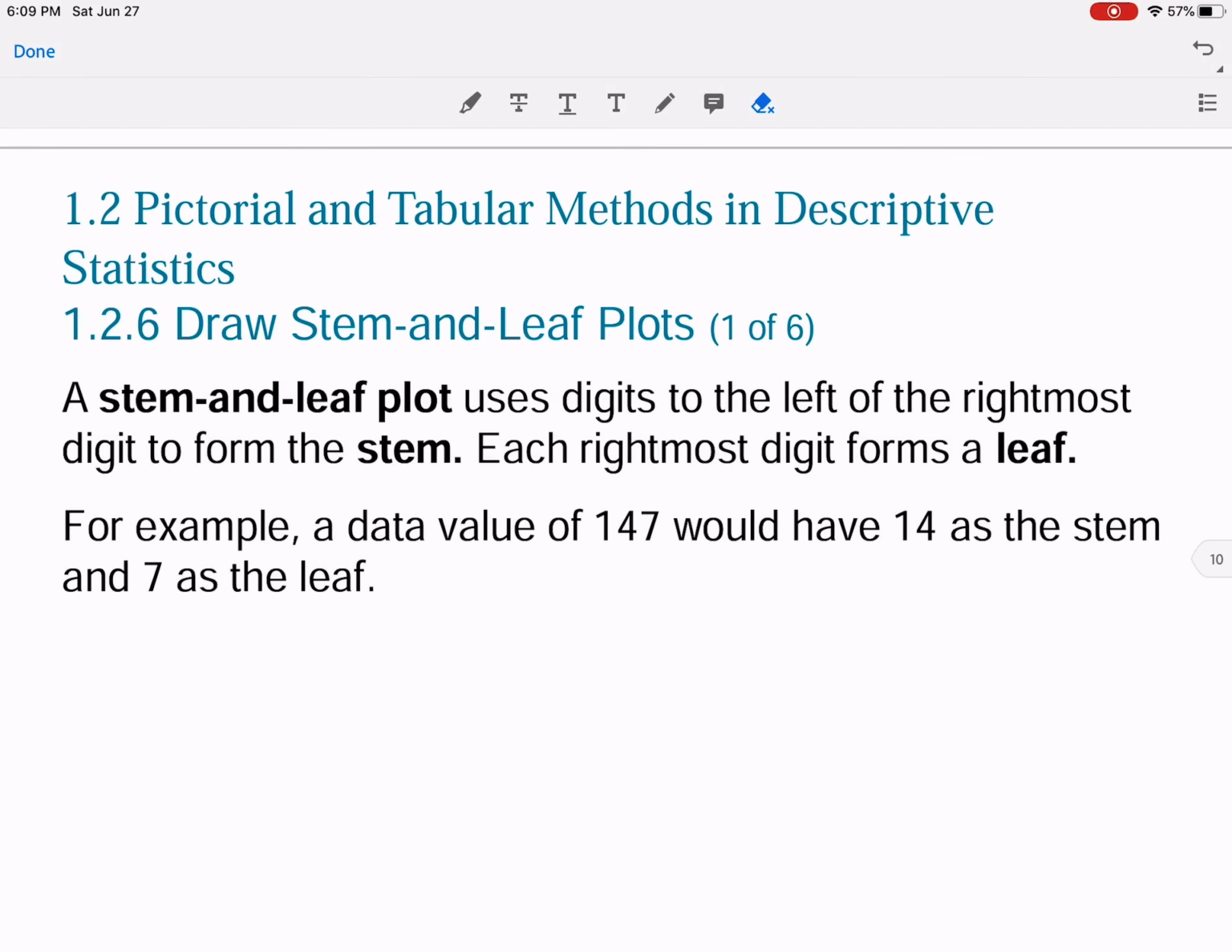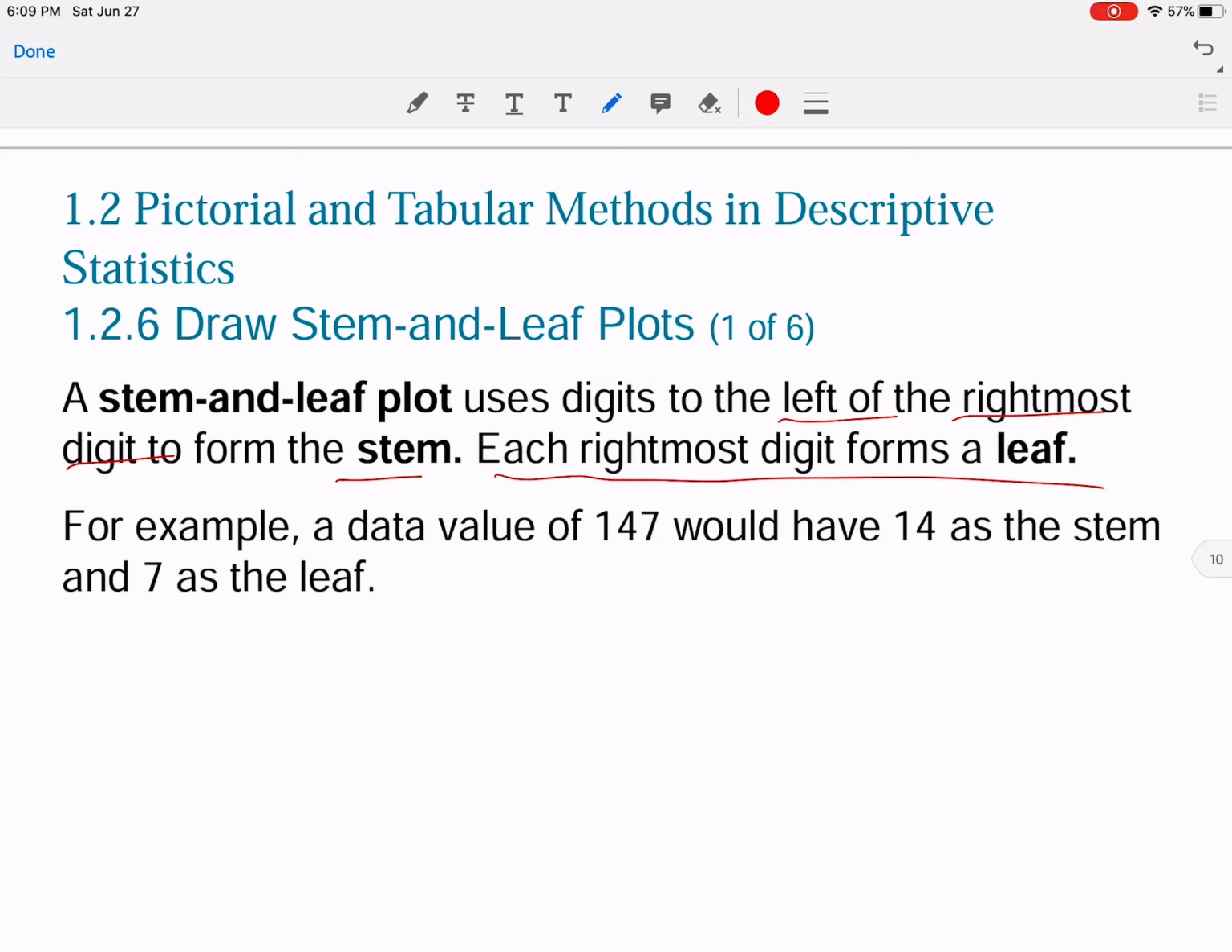In this video, we're gonna continue on 1.2, and we're gonna introduce stem-and-leaf plots, dot plots, and the shape of a distribution. First of all, let's take a look at the stem-and-leaf plot. A stem-and-leaf plot uses digits to the left of the rightmost digit to form the stem. Each rightmost digit forms a leaf.